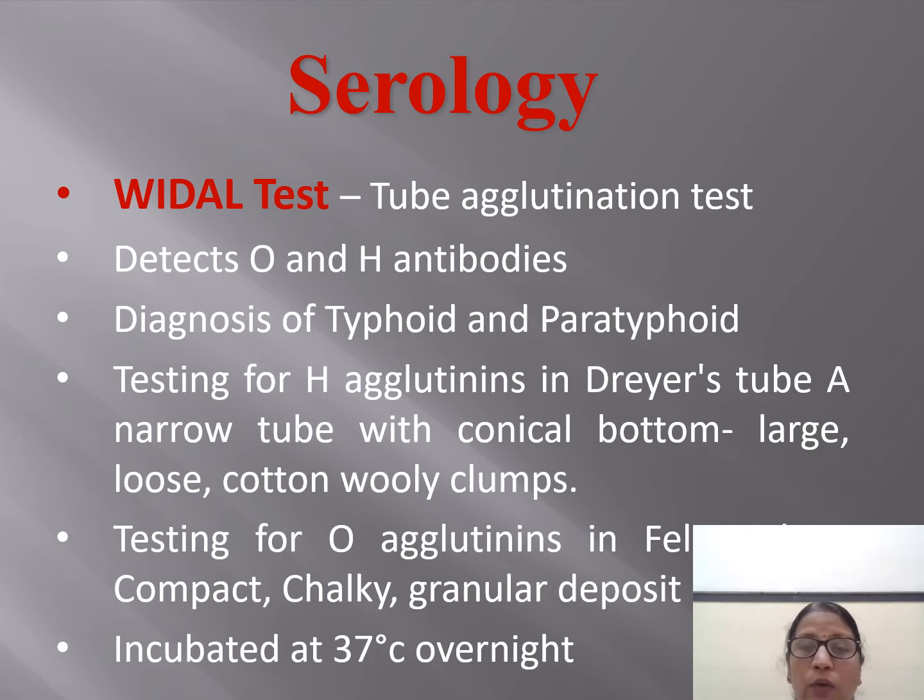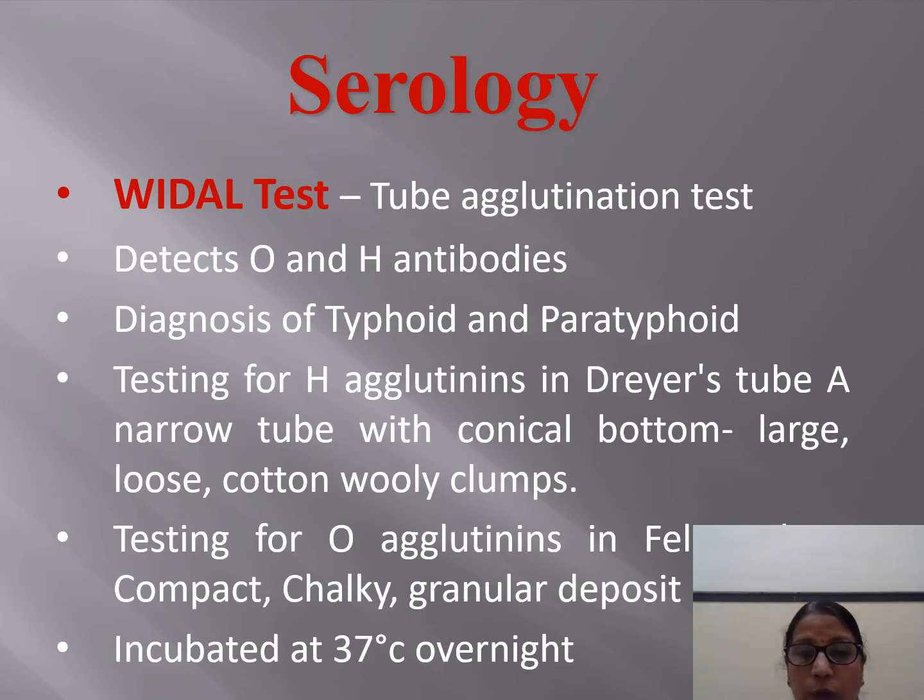So, clear how the agglutination reaction will be read in the O first row, where we detect O agglutinin: a compact chalky granular deposit at the bottom of the tube will be there. That's why we have taken round bottom tubes, and to read it we need to see the bottom. We will keep a mirror, and in that we will see the bottom of the tube. Whereas in Dreyer's tubes, we can look directly in front of us for these large loose cotton woolly clumps.